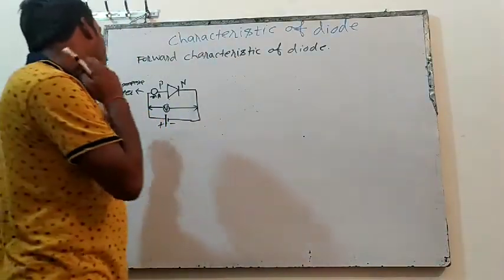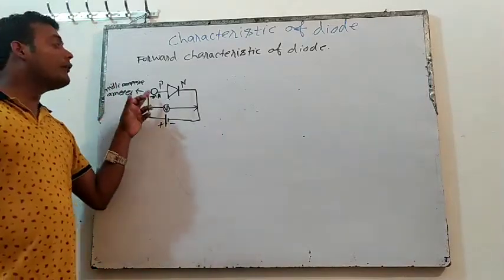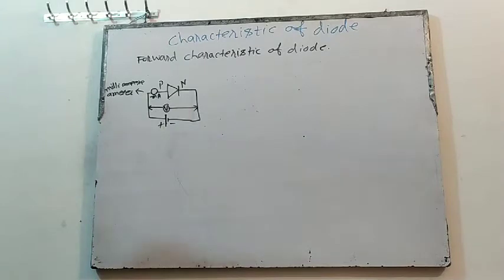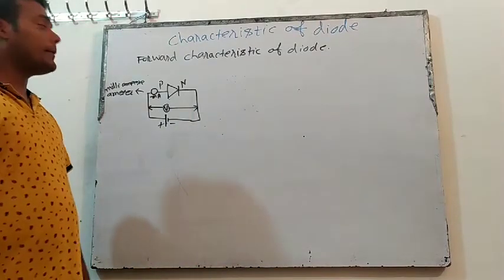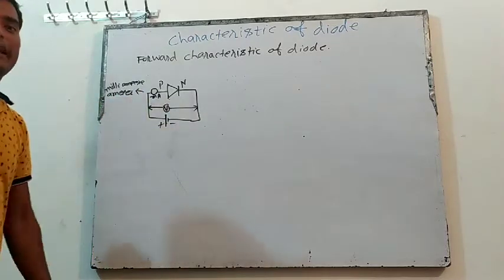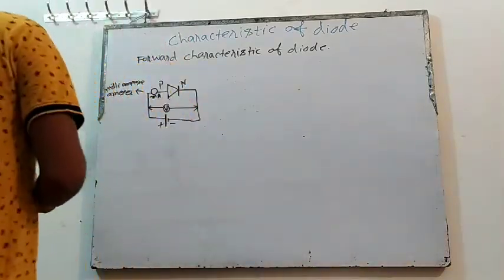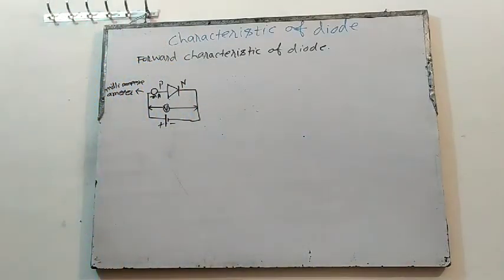So why am I connecting a milliammeter here? Because here the current will be generated in milliamperes. If you place an ampere-range meter, it can't detect it because only a small current is coming. So we are connecting a milliammeter here.